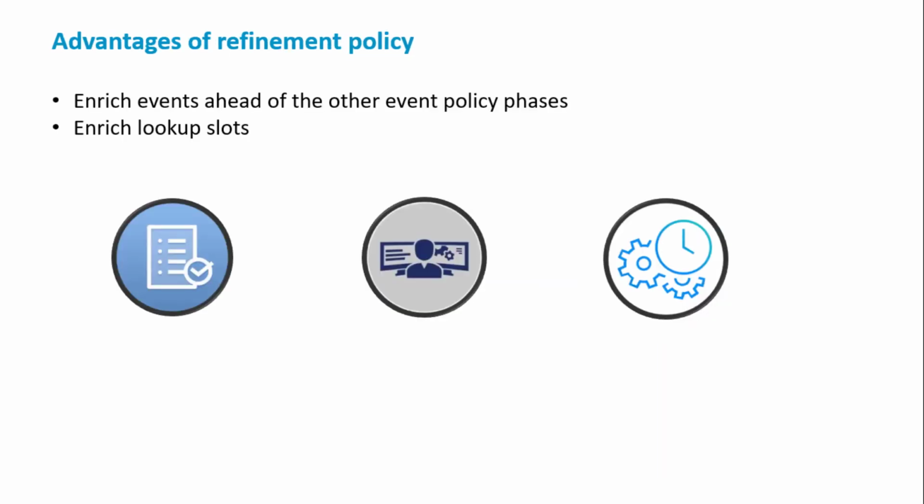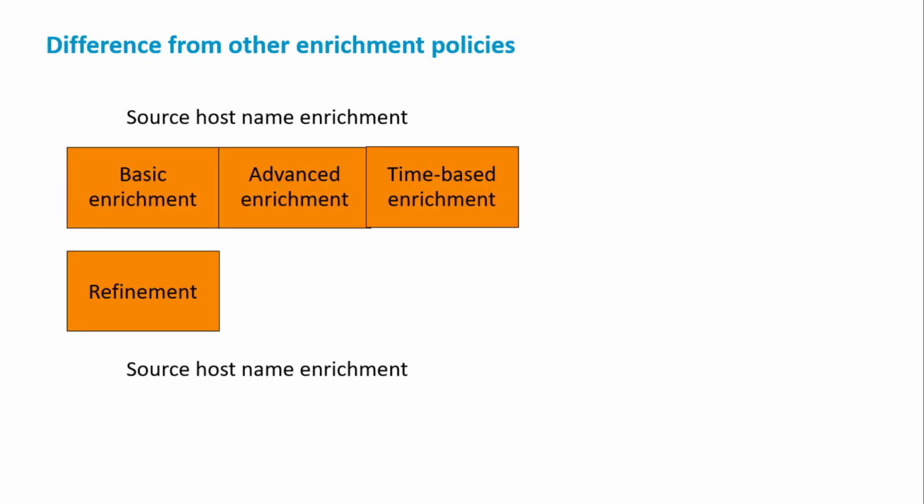How does a refinement policy help? It enables you to enrich events ahead of the other event policy phases and allows enriching lookup slots. Event enrichment provides additional information or more accurate information about the problem, enabling operators to address issues faster and more efficiently.